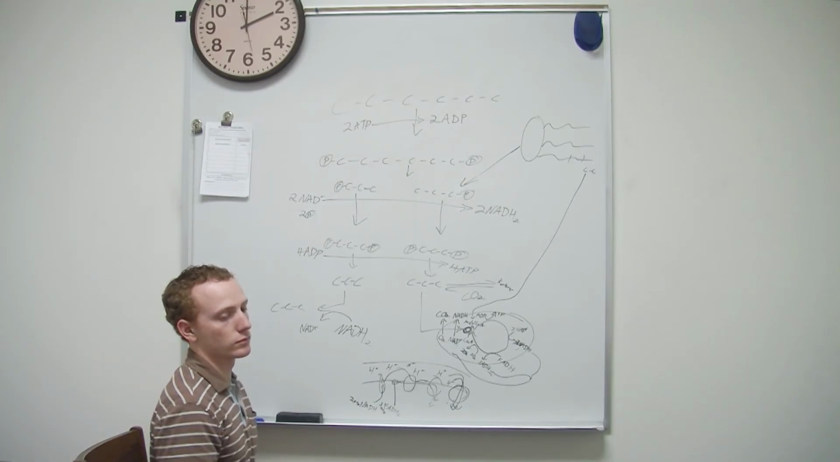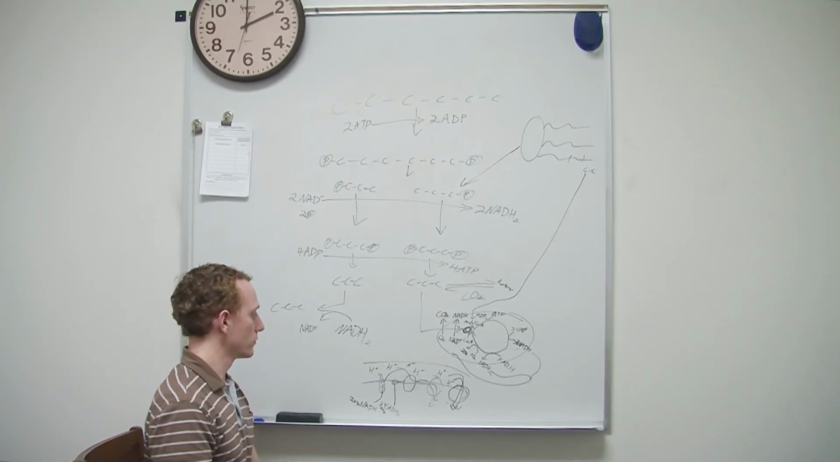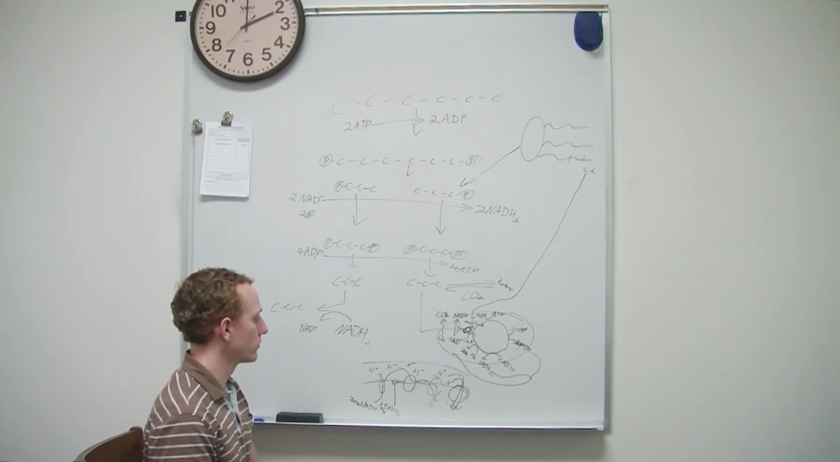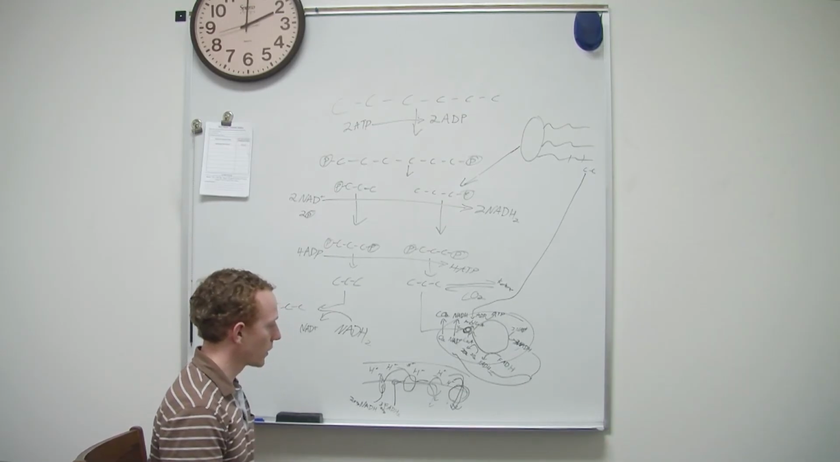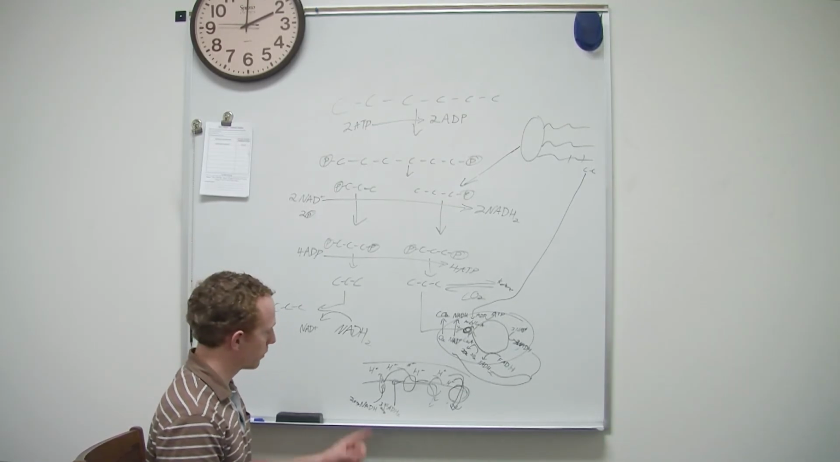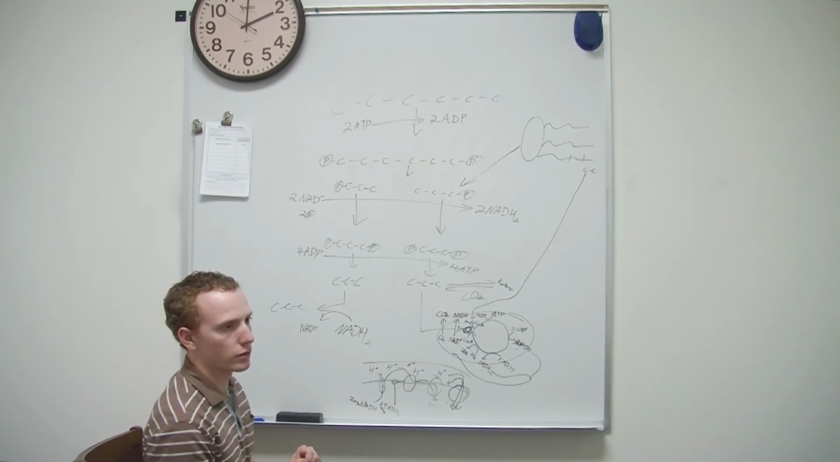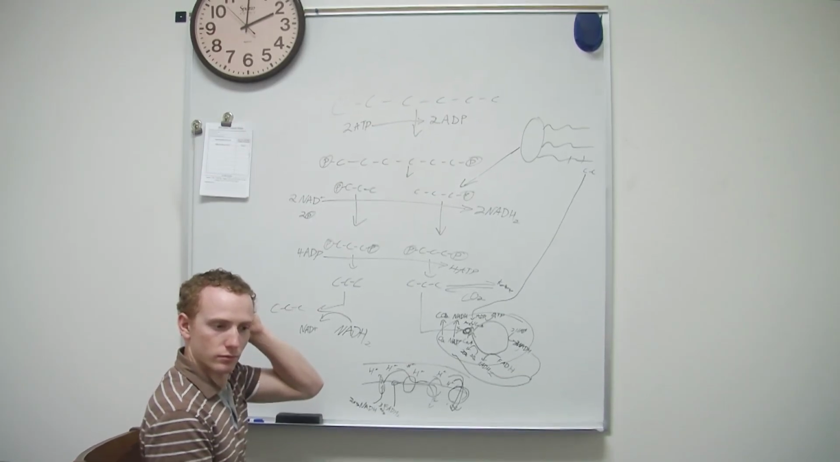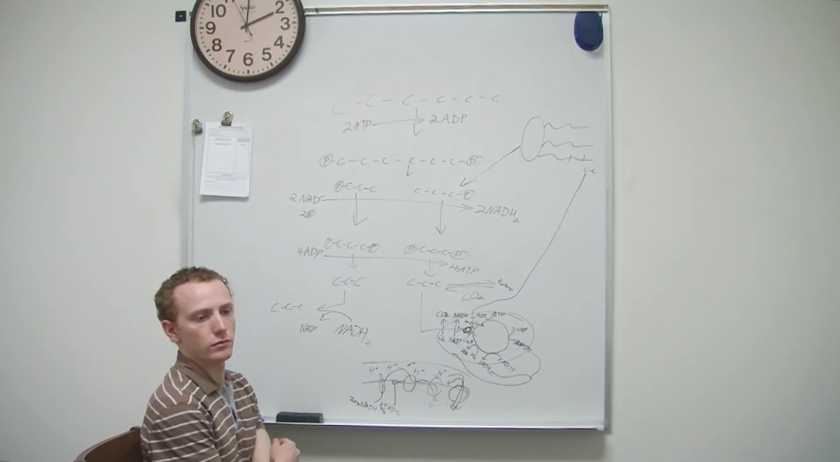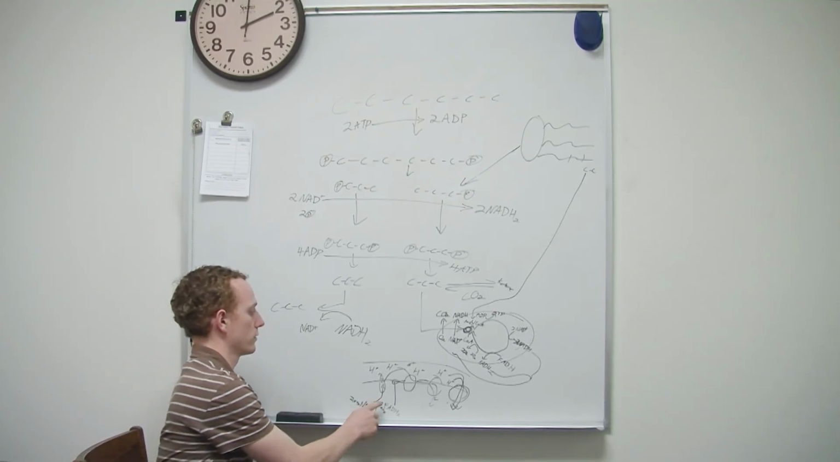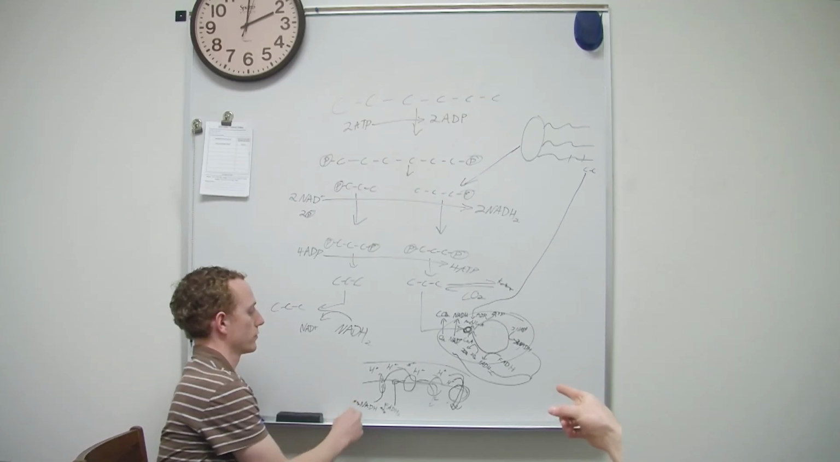And so there are 10 NADH that go through the electron transport chain from a glucose, which produces 30, and 2 FADH, which produces... 3 ATP? Yeah, because it starts at the very beginning, and so it goes through more complexes.